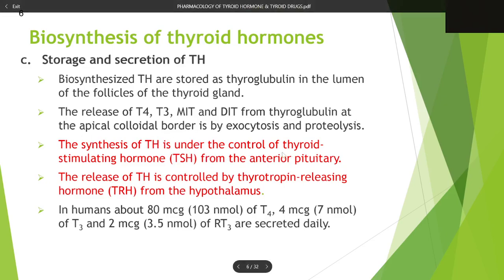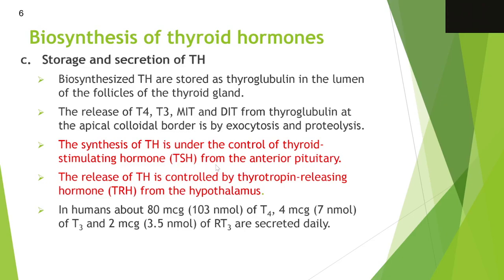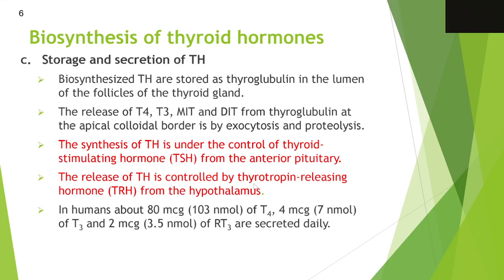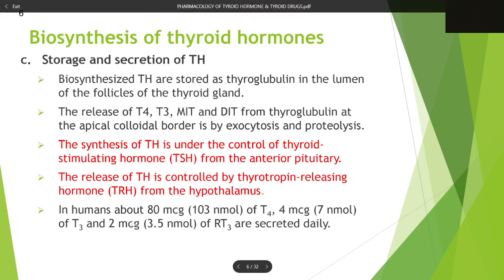The synthesis of thyroid hormone is under the control of thyroid stimulating hormone, which is synthesized from the anterior pituitary gland. Now, the release of thyroid stimulating hormone is controlled by thyrotropin releasing hormone, a tropic hormone produced by the hypothalamus. In humans, about 80 microgram, which is about 103 nanomole of T4, 4 microgram, about 7 nanomole of T3, and 2 microgram, about 2.5 nanomole of reverse T3, are secreted daily.